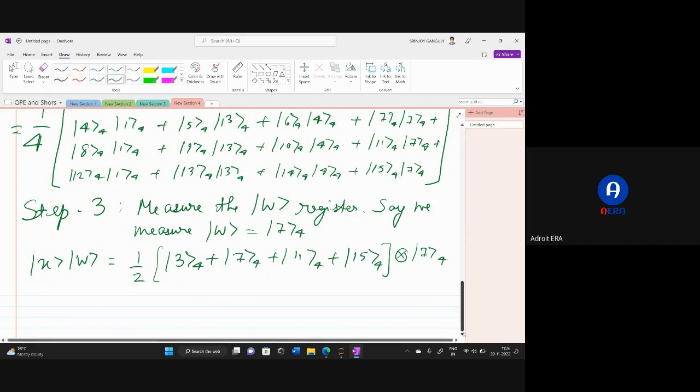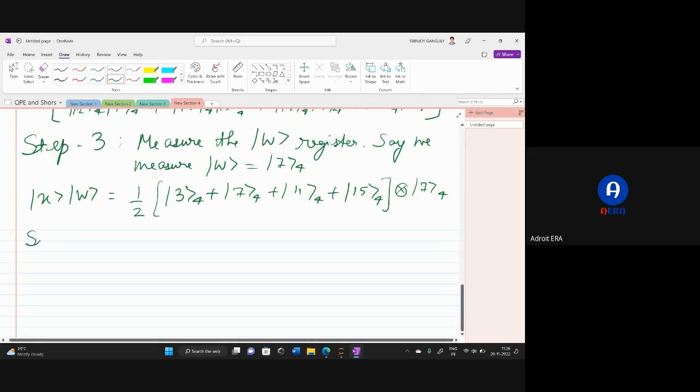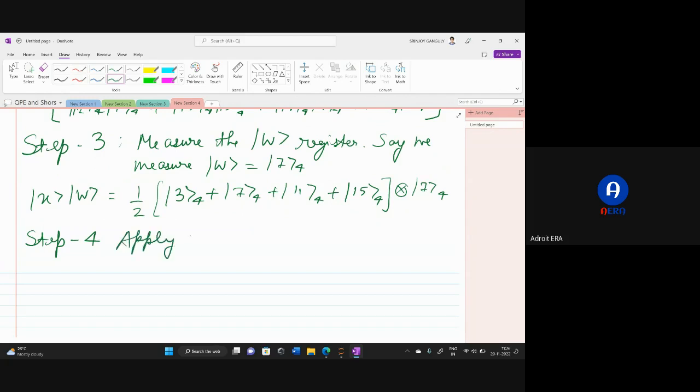Now on those terms which we are left with in step 3, we are going to apply the QFT dagger. Okay, inverse QFT. So apply QFT dagger on the ket x register. Okay, on the ket x register, right? Because now ket w is gone, right?